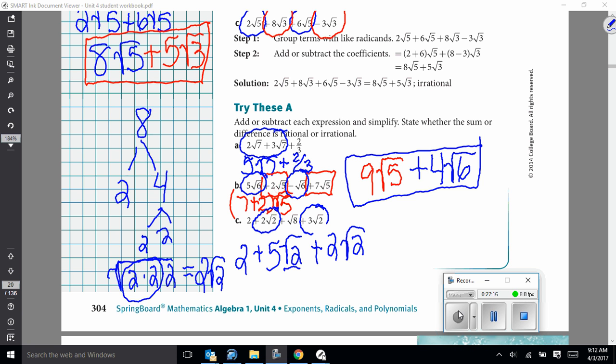These are both square root of 2's, right? So how many do we have? Now, that 2 on the end, can we throw that in there somehow? No, because it's not a square root of 2. It's a whole number. It's rational, and we can't combine rational numbers with irrational numbers. All right, questions with that?